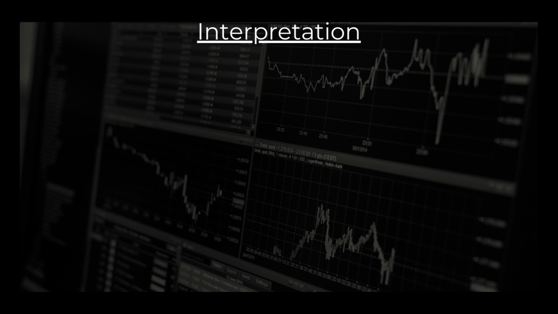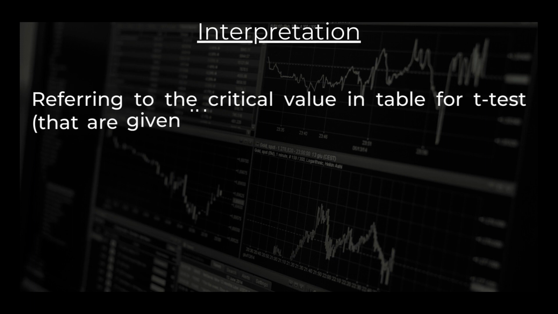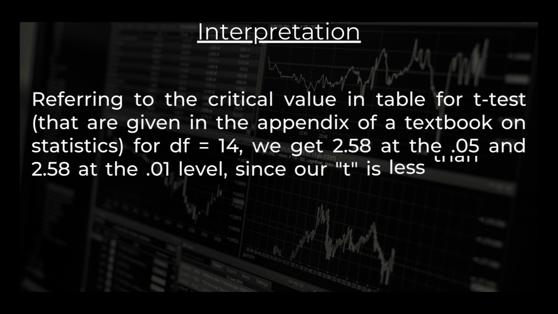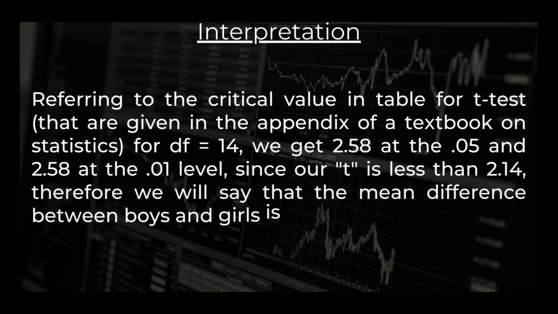Referring to the critical values in the table for the t-test that are given in the appendix of the statistics textbook, for 14 degrees of freedom, we get 2.14 at the 0.05 level and 2.98 at the 0.01 level. Since our t is less than 2.14, we can say that the mean difference between the boys and the girls is non-significant. What does it mean?